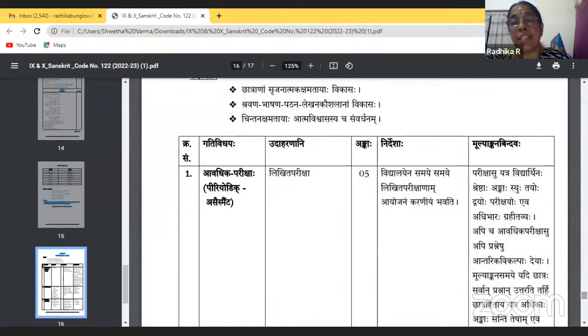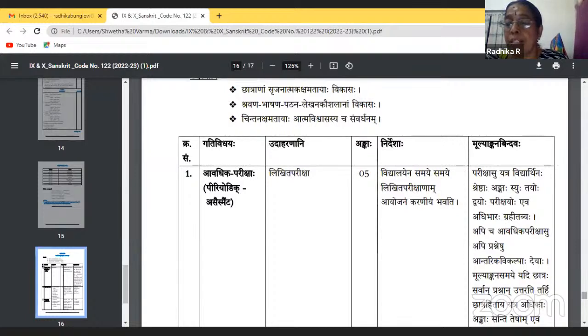Five marks for periodic test. Avadhika Pariksha, periodic assessment. Likhita Pariksha, that we are testing them every time. We had already taken P1, P2, P3, so from there we take 5 marks. Vidyalayena Same Likhita Parikshana Ayojana Karaniye. We have to take the test of the students, and take the marks of the P1, P2, P3 tests. Based on that, 5 marks we should take.